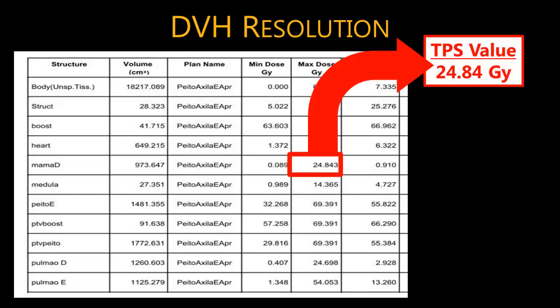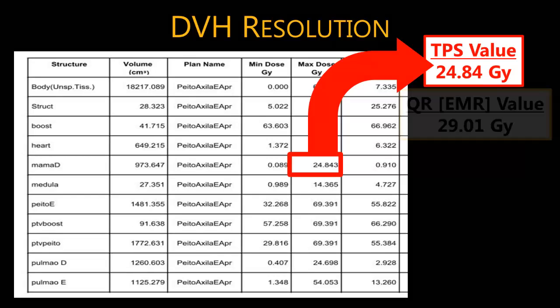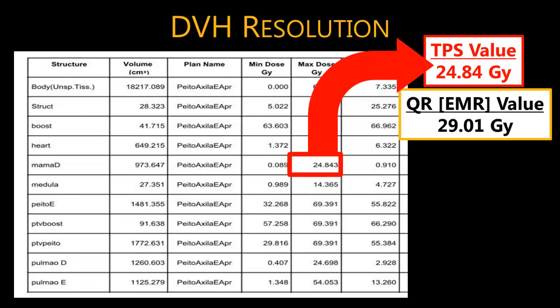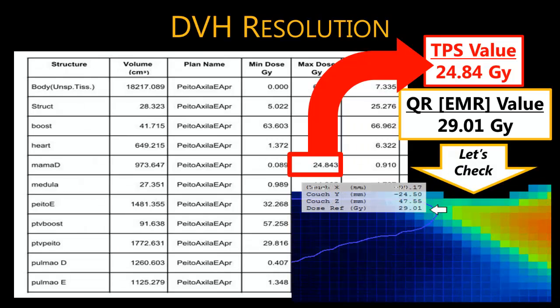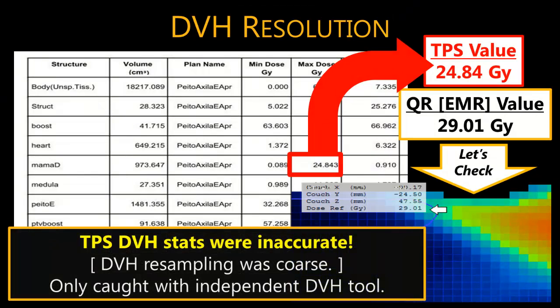Take this real-world example. A customer's treatment planning system recorded a max dose into this structure of 24.84 gray. However, the Quality Reports software gave a max dose based on the exact dose grid and structures in the DICOM RT files of 29.01. That's a big difference. Under close examination, the dose grid point at 29.01 gray was easily identified as being inside the structure, as correctly tallied by the Quality Reports software.